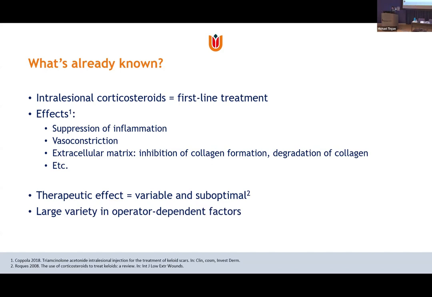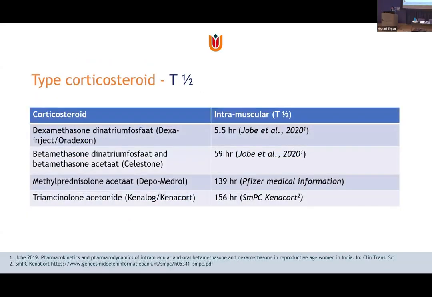So what are those factors? In the coming slides, I'm going to give some examples of the variations. First of all, the type of corticosteroid. As you can see, many different corticosteroids can be injected intralesionally. Why would you choose one over the other? In clinical practice, this may depend largely on your experience and practical reasons, but there may be other factors that should be considered.